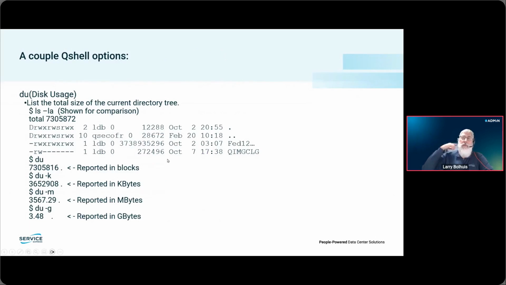Then there's the command DU, or otherwise known as DUH. Sorry. DU reports in blocks, which is 512 bytes per block. With a dash K, it gets K bytes, dash M is megabytes, and dash G is gigabytes. So here we see 3.48 gigabytes of stuff. And this is just an LS to show you what's actually in there.